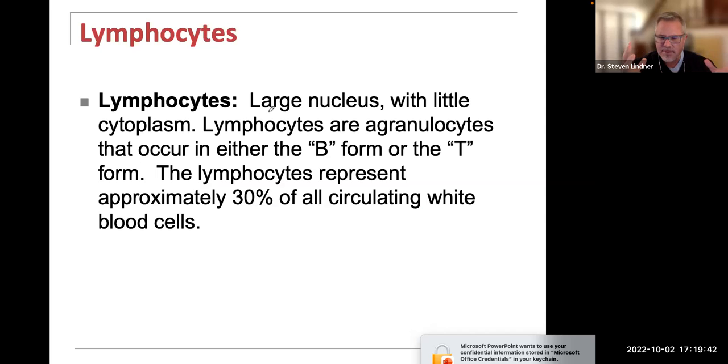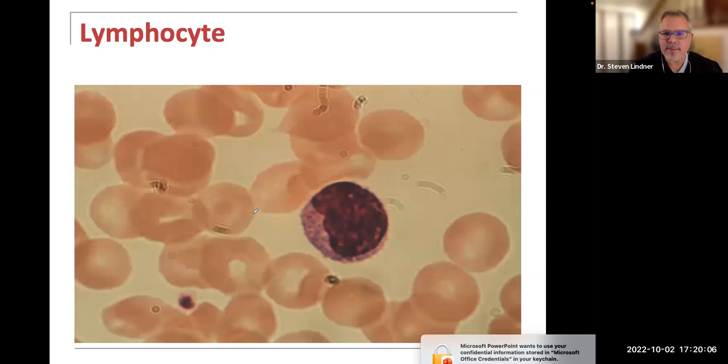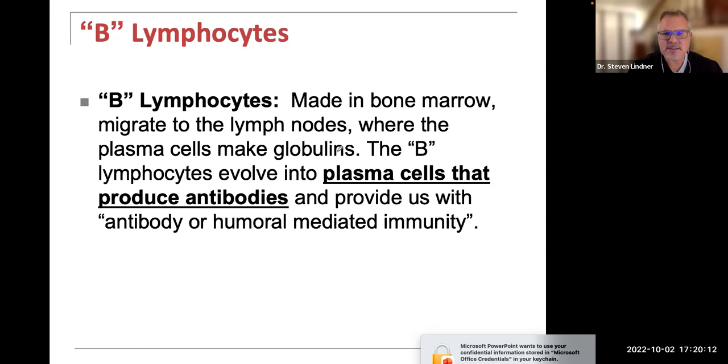Lymphocytes, remember, have a large nucleus, about as large as the cell, and very little cytoplasm. We typically talk about two flavors, B cells and T cells, and there are also the natural killer cells. Lymphocytes, remember: never let my engine blow, 60-30, 6-3-1. So they represent 30% of the circulating white blood cells. This is a lymphocyte. The nucleus is just about as large as the cell.